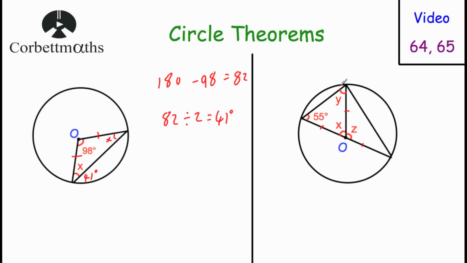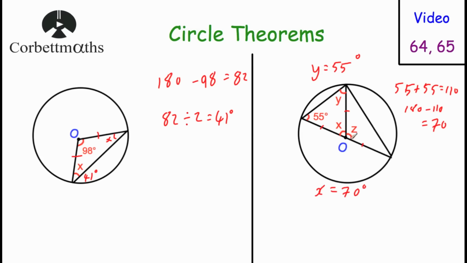We know that's the radius and that's the radius. That means that y and 55 are the same as each other. Y equals 55 degrees. Now if y is equal to 55, you've got 55 plus 55 is equal to 110 degrees. So 180 minus 110 is equal to 70 degrees. So that means that x is equal to 70 degrees.